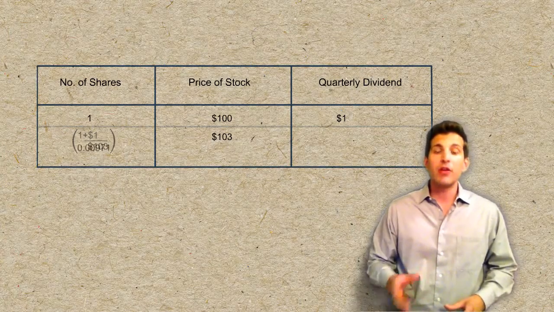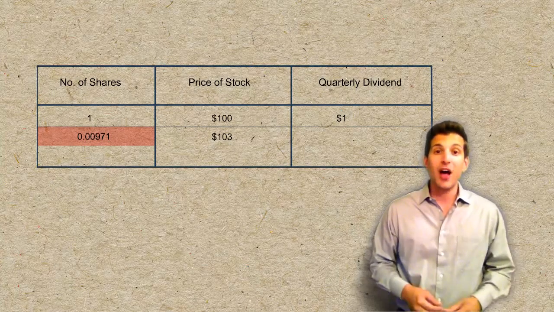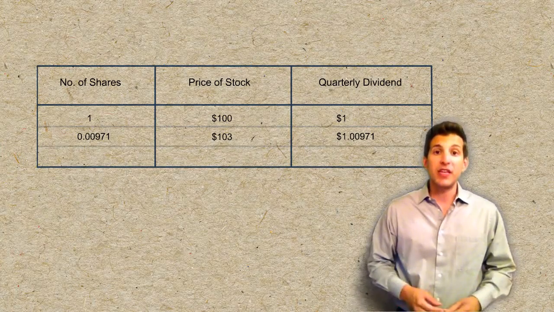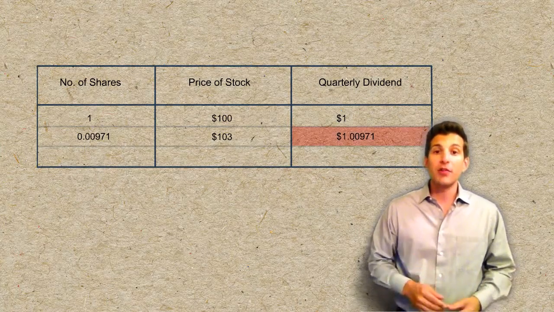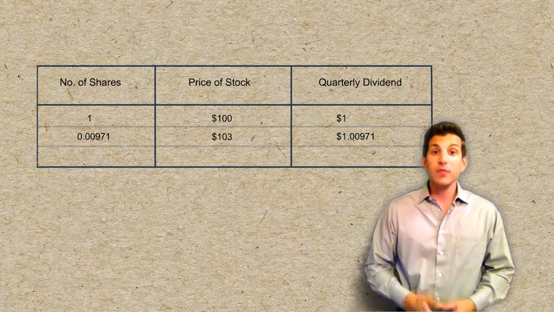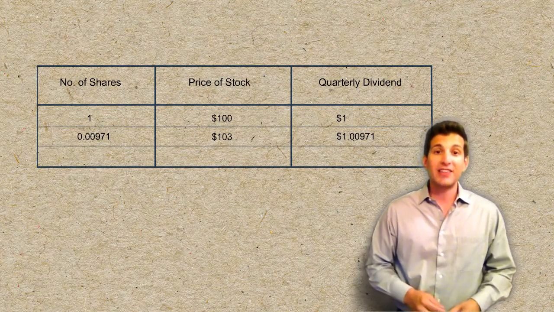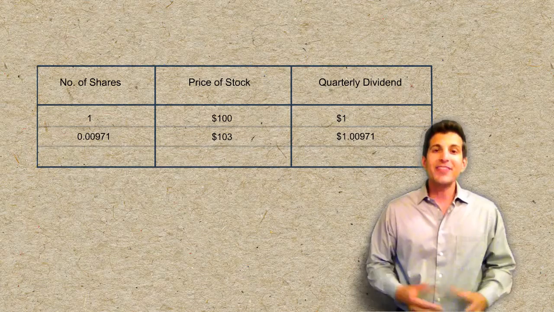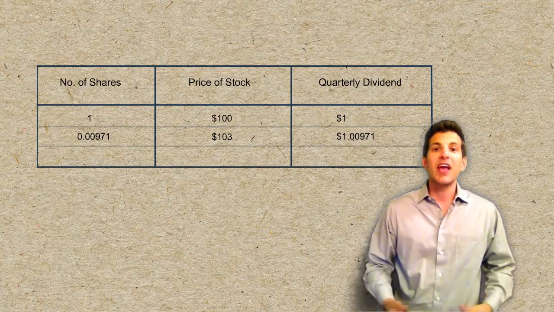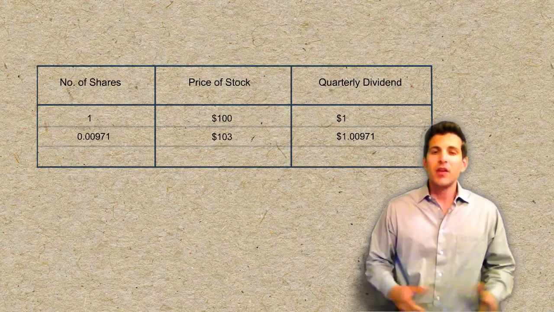$1 would buy you about 0.00971 shares of that stock. On the next dividend date, the amount of the dividend received would therefore be $1.00971 and not $1, because the dividend would be received on 1.00971 shares. Now, let's assume that this dividend is again reinvested in additional shares at the stock price at the time the second dividend is paid.